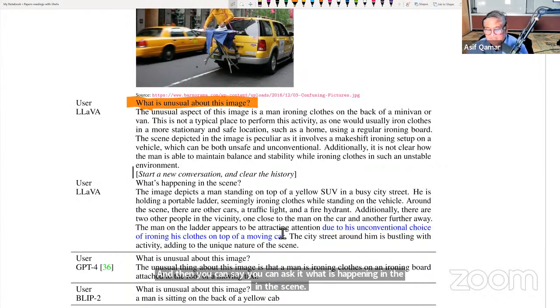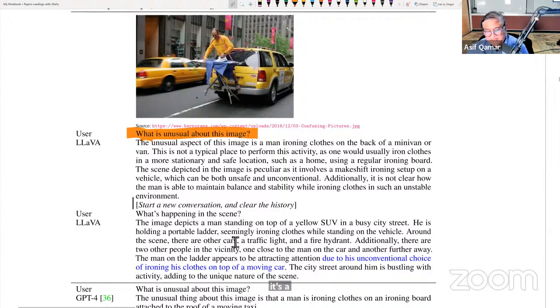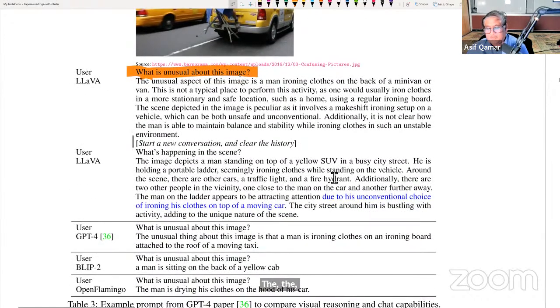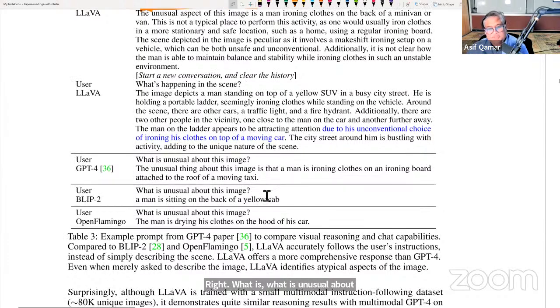And it will also say, the image depicts a man standing on top of a yellow SUV around, etc., right? What is unusual about this image? Ironing clothes. What is unusual about this?